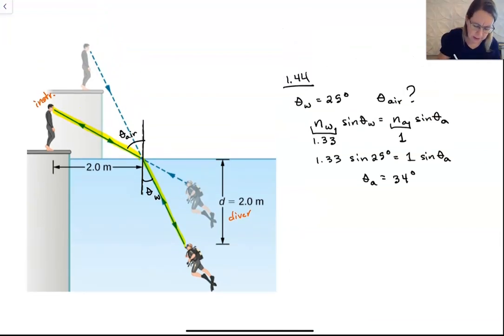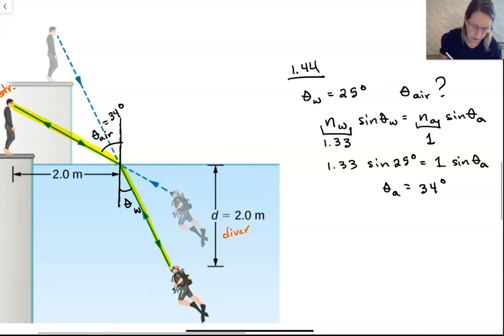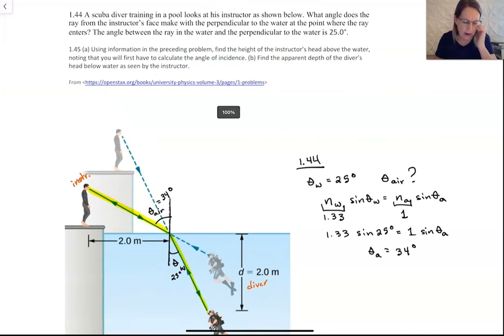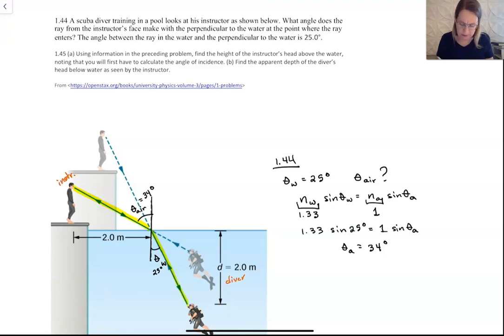So now we know that this angle is 34 degrees, and this one is 25 degrees. What we're now asked is to use the diagrams, where the diver is 2 meters below and the instructor is 2 meters over. The question is, find the location of the diver as seen by the instructor. That is, find this new height, right? This height right here. And also find the location of the instructor, the instructor's height. So we'll say the height of the instructor as seen by the diver, and this is the depth of the diver as seen by the instructor.